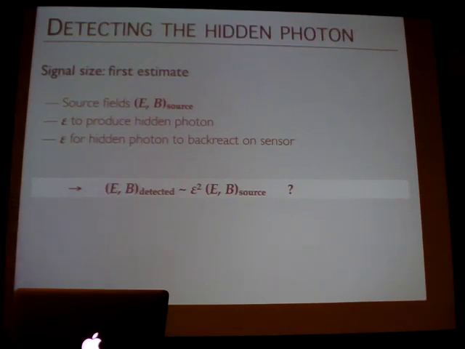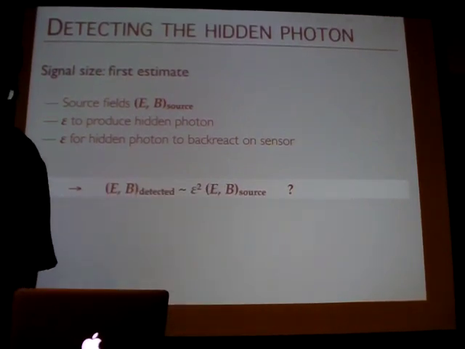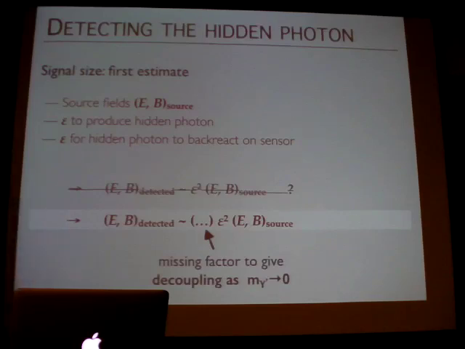Okay. So let's do a simple estimate for how big the signal should be. There are some source fields, E and B. And then if you think about it, I have to pay an epsilon price to produce a hidden photon. I also have to pay an epsilon price to detect the hidden photon. So naively, you might think that the detection electric and magnetic fields should be epsilon squared times the electric and magnetic fields of the source. That's the naive estimation. What is missing from that naive estimate is that this effect has to go to zero when the mass vanishes, right? So there should be some suppression sitting out there. We're trying to figure out how big that suppression is.